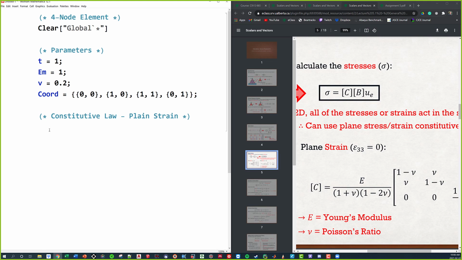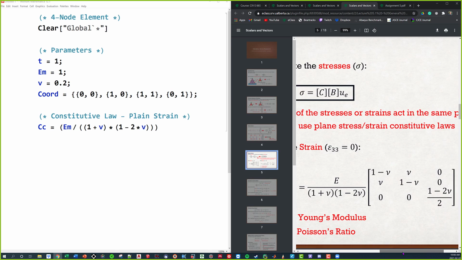But implementing it is actually nice and simple. I'll call my matrix CC, because C by itself is already defined, so I can't use C by itself. So CC is equal to, and basically we have a constant out in front. I'm going to put brackets. We know it's going to be our Young's modulus divided by two things. The first thing is 1 plus the Poisson's ratio, so 1 plus V. And the second one is 1 minus 2 times the Poisson's ratio, so 1 minus 2 times V. And I'm going to put my multiplication sign over there. So this is going to be that constant out in front.